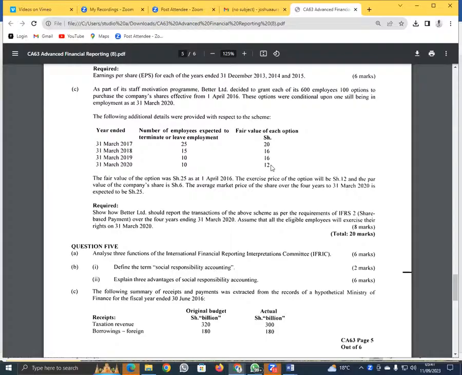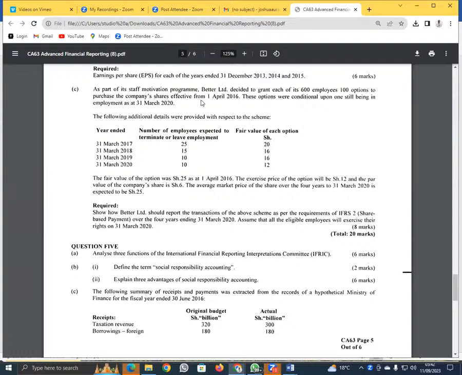I will stick with the fair value as at the grant date to the end. So what is it that these guys are promised to be given? We are told as part of its staff motivation program, Beta Limited decided to grant each of its 600 employees 100 options to purchase the company's shares. So we're giving them options. We are giving them what we call equity instruments. And if that is the case, for purpose of valuation, I'll only look for the fair value as at the date when I was granting them these options. And these options, you can see, were being granted on 1st April 2016. This is the grant date.